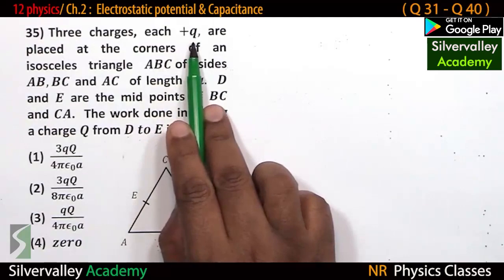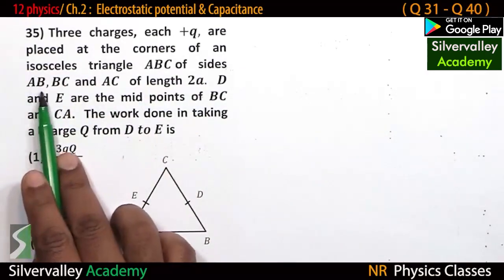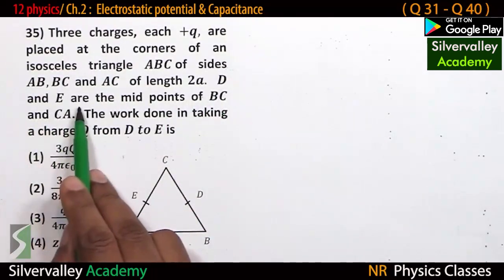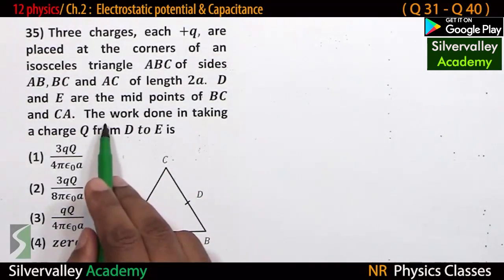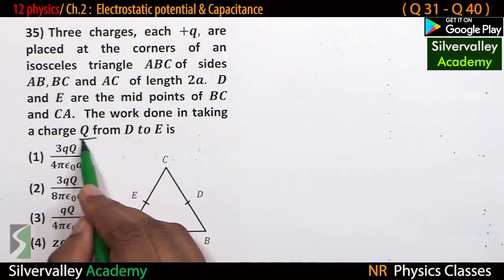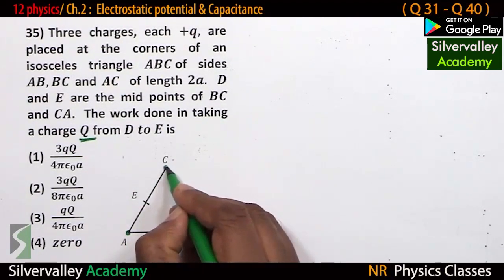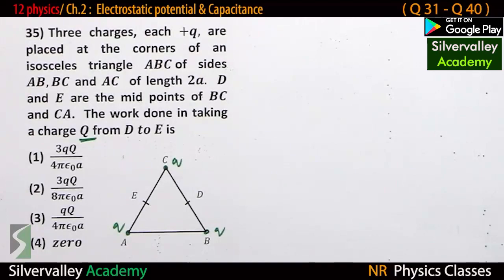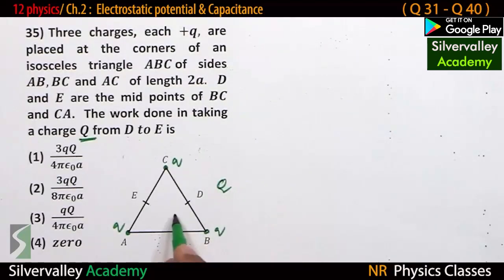3 charges, each q, are placed at the corners of an isosceles triangle ABC of sides AB, BC, AC of length 2a. D and E are midpoints of BC and AC. Work done in taking a charge q from D to E. So there are 3 charges at the vertices of the triangle, Q, Q, Q. Capital Q is moved from this D to E, like this.